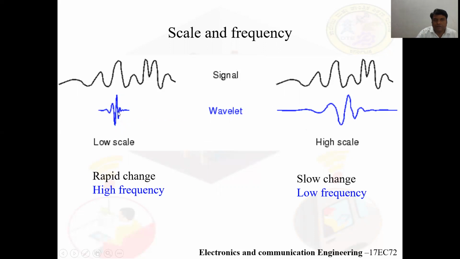And here we have a high scale. Here the signal has slow change. You can observe here, and frequencies are low. Wavelet, slow change and low frequency. The scale is high. Scale and frequency.